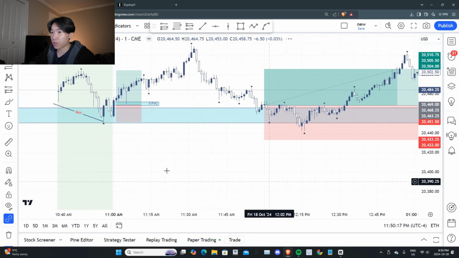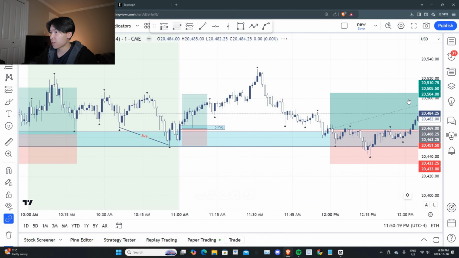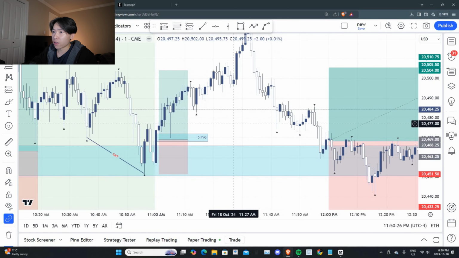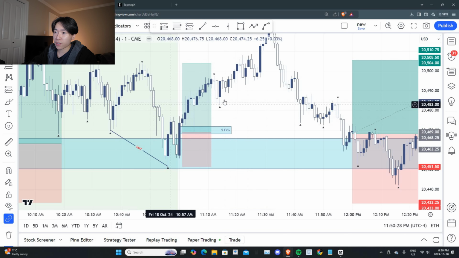I actually missed it, which sucks, but it is what it is. And risk to reward was all right. I'll definitely take a 1 to 2 any day. The entry would have been on the 1 minute time frame.